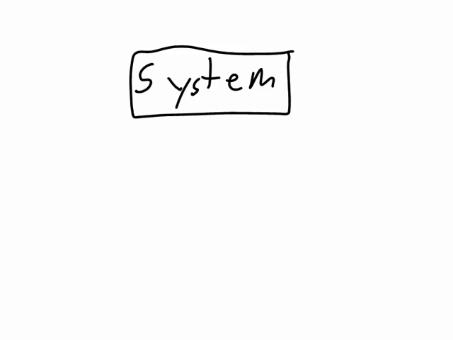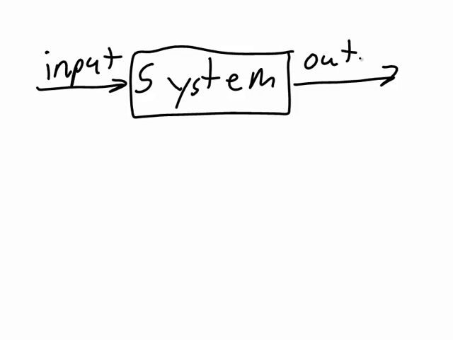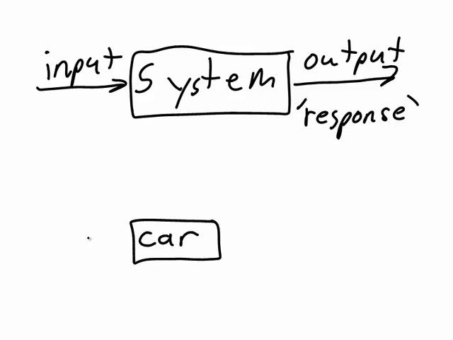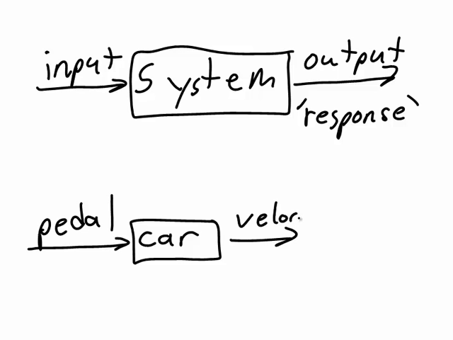In class so far, we have learned that systems receive an input signal and produce an output signal. The output signal is also called a response. For example, a system like a car might receive as an input a signal from the pedal and produce as an output the car's velocity.